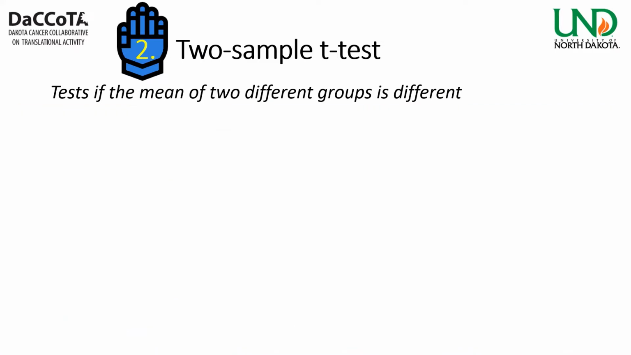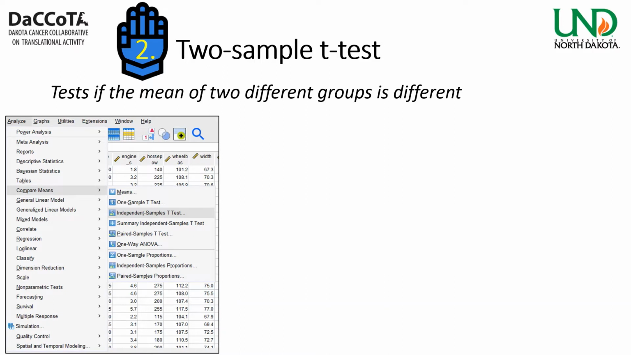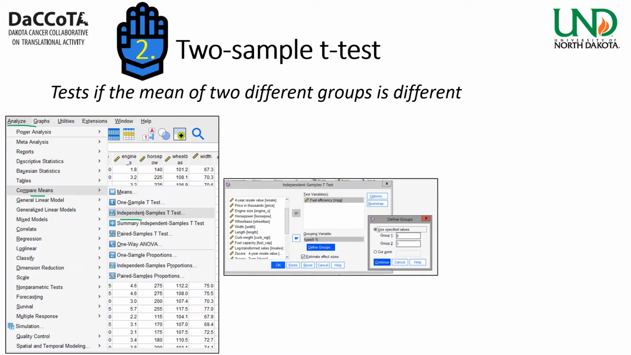Moving on to a two-sample t-test, which now tests if the mean of two different groups is different rather than one group and a constant value. So to do this, we just go to Analyze, Compare Means, and then Independent Samples t-test. And then you have a test variable, so that's going to be numerical, and then a grouping variable, and you need to define groups.